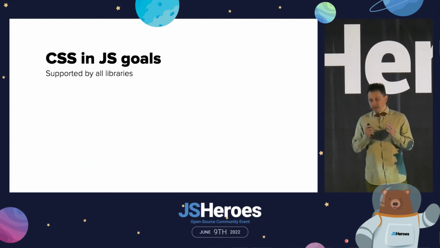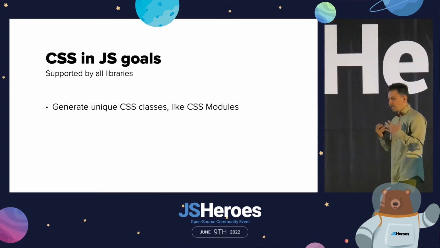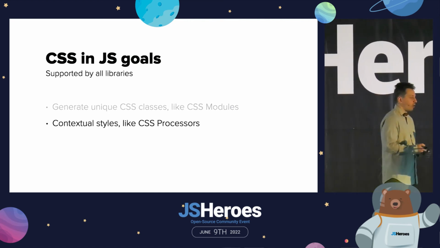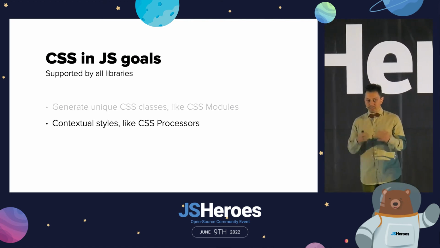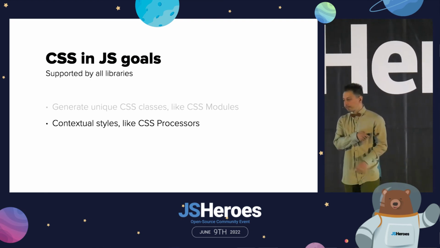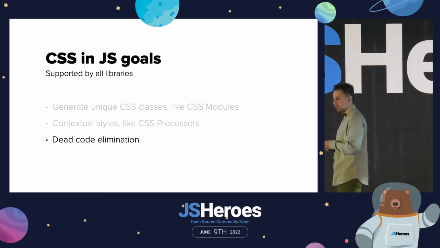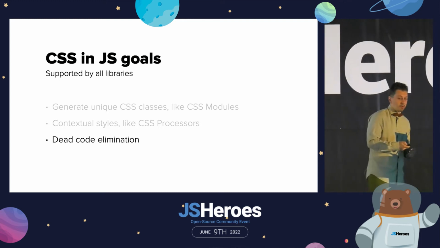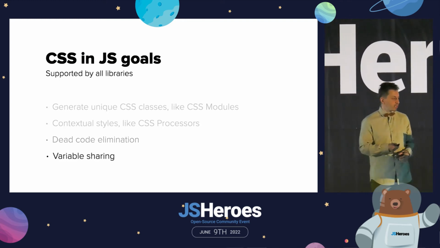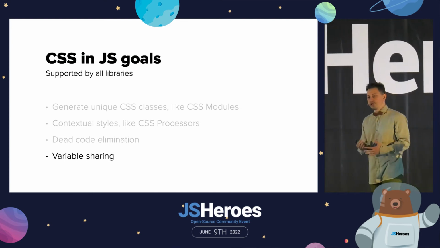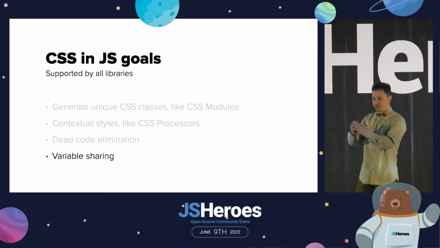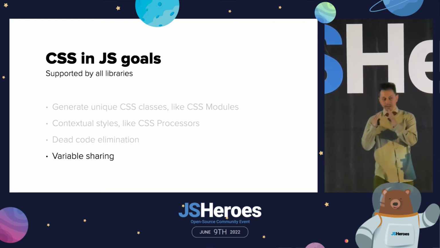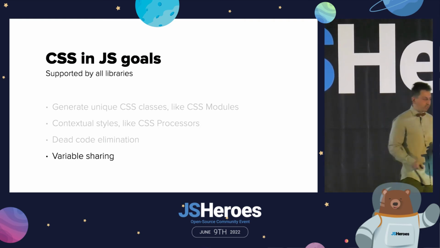That's why the main goals of CSS in JS are to generate unique CSS class names, like CSS modules, and basically provide their own scoping mechanism. Also to support contextual styles, like CSS processors do with nesting and parent selector. Also to provide dead code elimination and avoid bundling unused styles, which is pretty difficult to perform with semantic CSS, for instance. And also the ability to easily share variables between CSS code and JavaScript code, as we need to recollect that in 2014, CSS variables, the standard specification, weren't fully implemented yet.